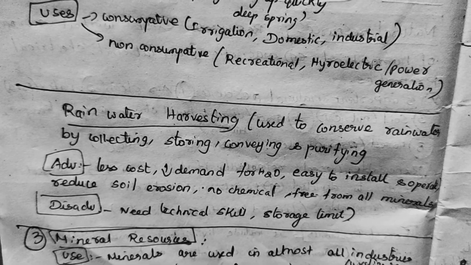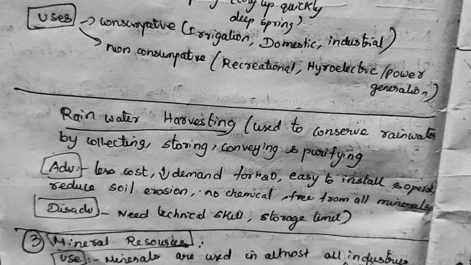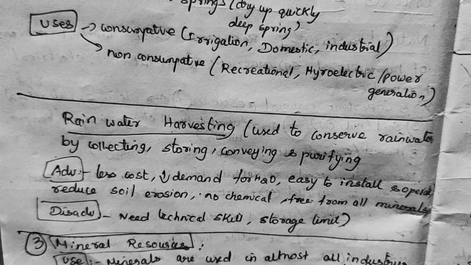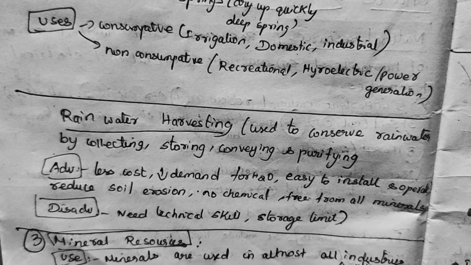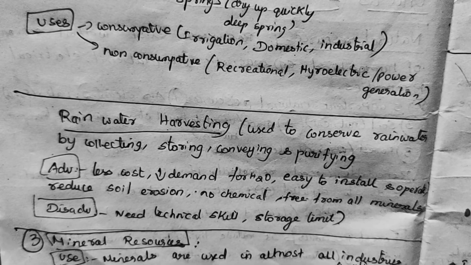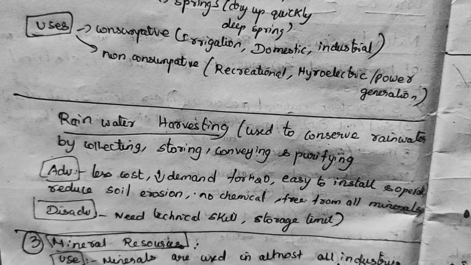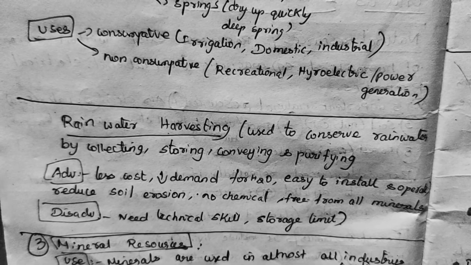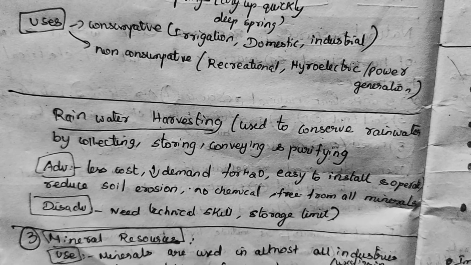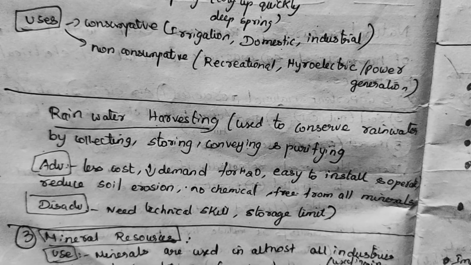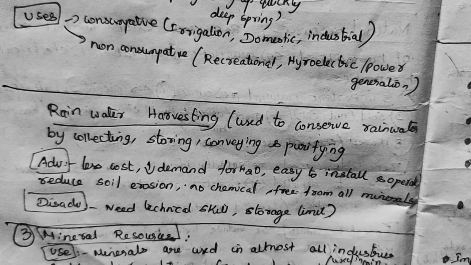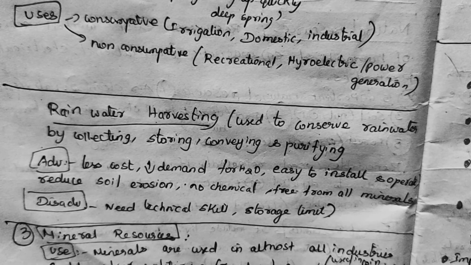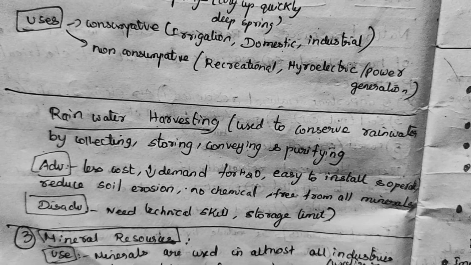And next one, rainwater harvesting. This is used to conserve rainwater by collecting, storing, conveying, and purifying. So when we get the rainwater, we collect it, we store it, we purify it, and we use it for different purposes. What are all the advantages? Less cost, decreased demand for water. It is easily available and easy to install and operate, and reduces soil erosion, and no chemicals, free from all minerals. And what is the disadvantage? You need some technical skills and there will be a storage limit.